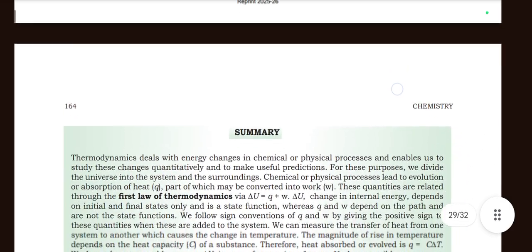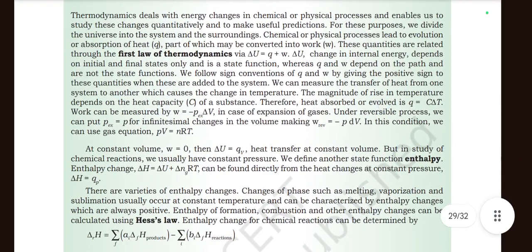Now let us recall its summary. Thermodynamics deals with the energy changes in chemical or physical processes and enables us to study these changes quantitatively and to make useful predictions. For these purposes, we can divide the universe into the system and the surroundings. The chemical or physical process leads to the evolution or absorption of heat, part of which may be converted into work. These quantities are related by the first law of thermodynamics. Change in internal energy depends not on the path but on the initial and final state only, so it is a state function, whereas q and w depend on the path and are not state functions.